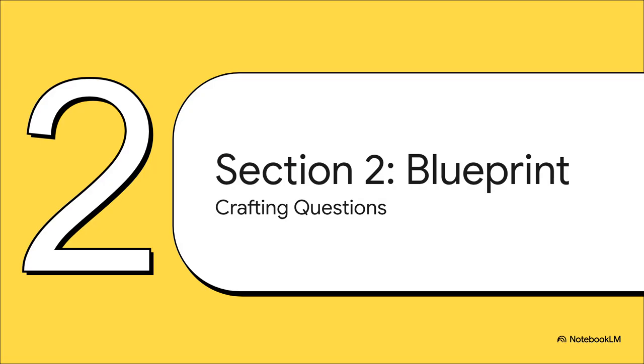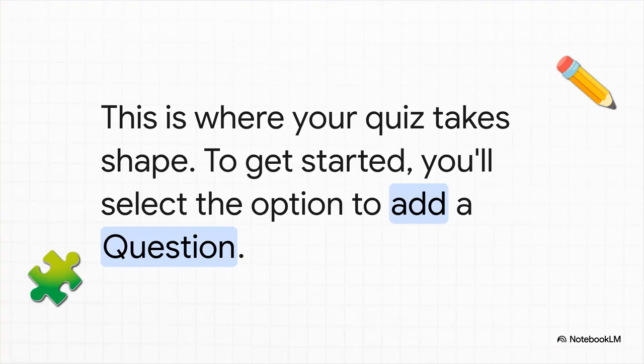Now for section 2, which is really the heart of the whole process, the blueprint. This is where we go from just having a named project to actually crafting the questions that are going to bring your quiz to life. So right now, you're basically looking at a blank canvas. To start building, your very first move is to select Add Question. This opens up the entire toolkit where you'll make all your creative choices.